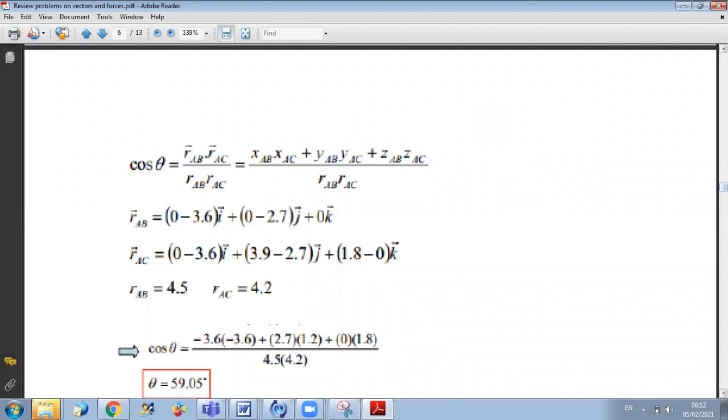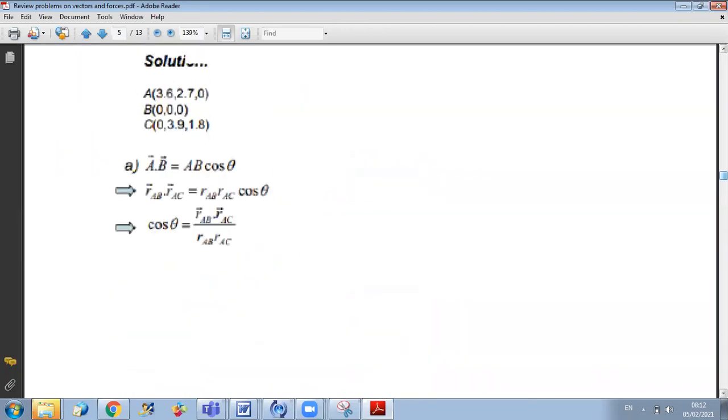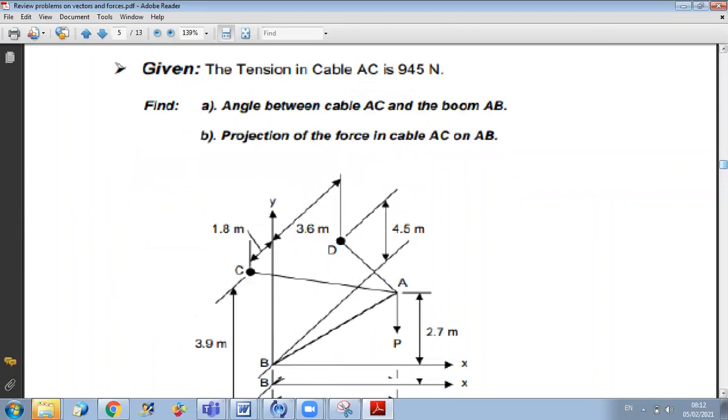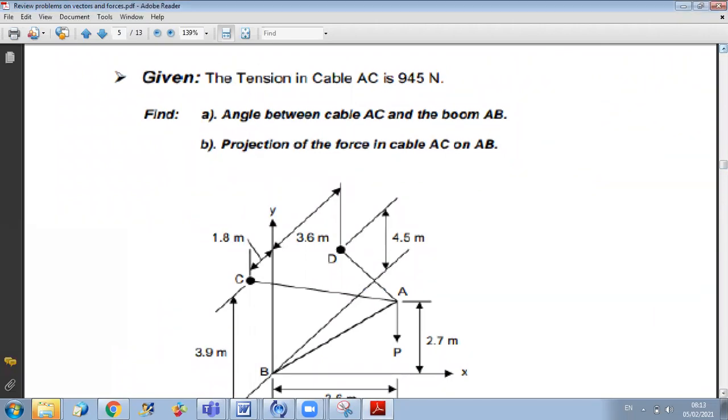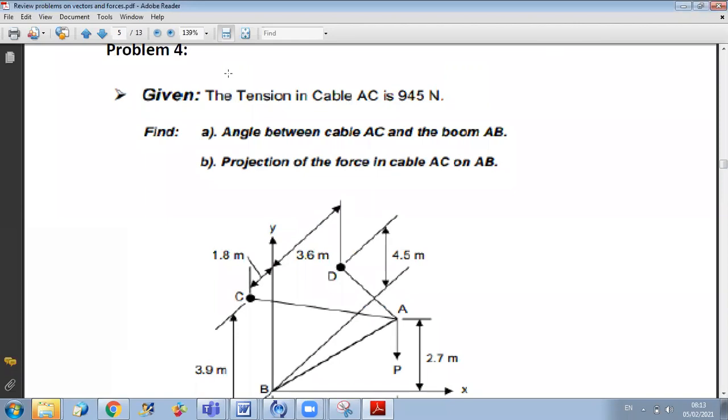Okay. Now, the second part, the second question, is to find the projection of the force in cable AC on AB. They already gave us the tension in AC. The tension is equal to 945 Newton. And I want to project this force on AB, on line AB.